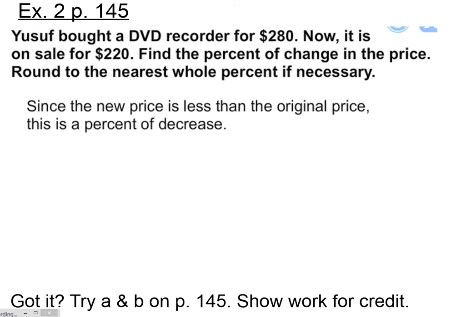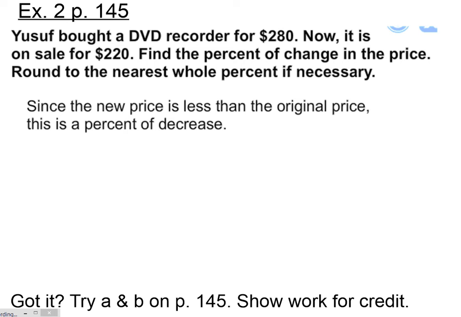Example 2 says, Yosef bought a DVD recorder for $280. Now it is on sale for $220. Find the percent of change in the price and round to the nearest whole percent if necessary. So looking at the original price, it started at $280, but now it went down because it's on sale. Now it only costs $220.